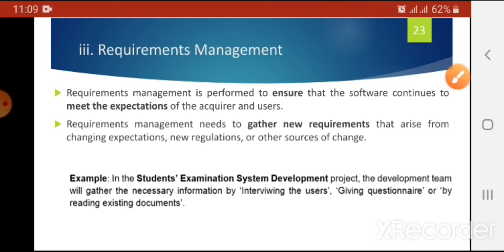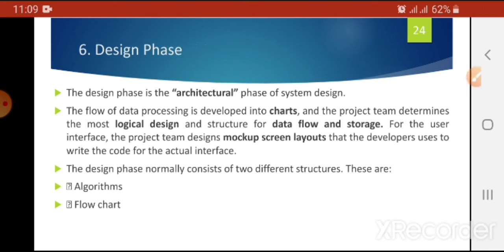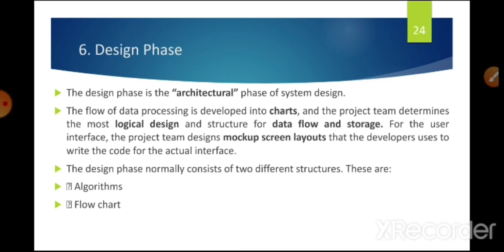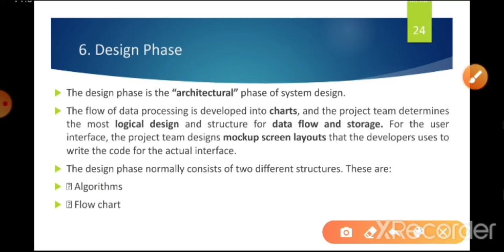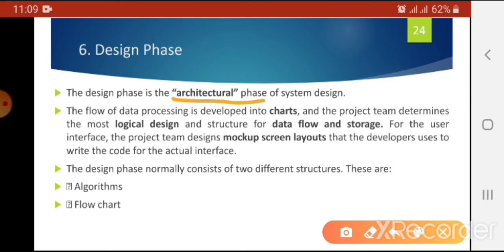So when these three phases are performed, the requirement engineering phase is completed. After the phase of requirement engineering, the design phase comes. Once all the requirements are gathered, checked, verified and managed, we now have to design the system. The design phase is basically the architectural phase of the system. In this phase, we are actually defining or building the system on paper.